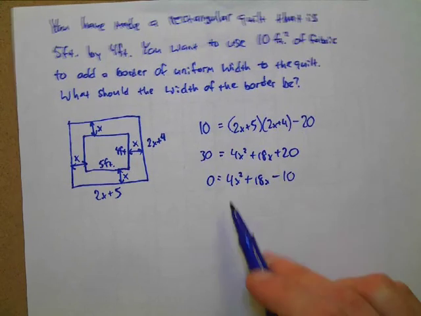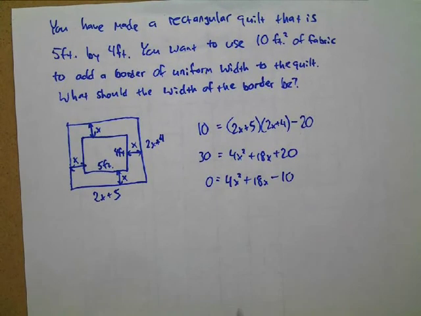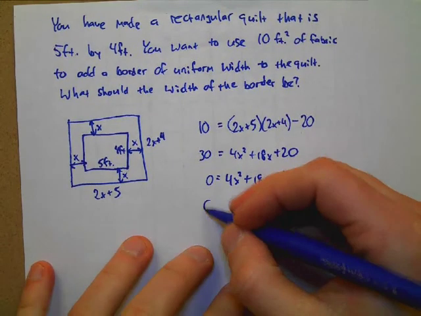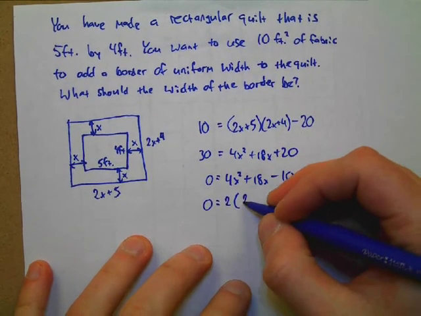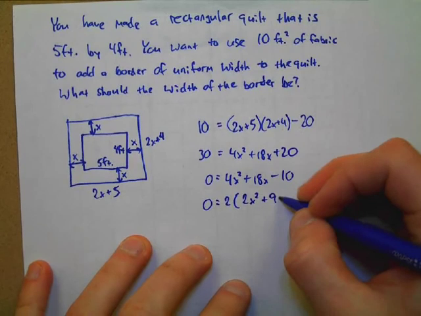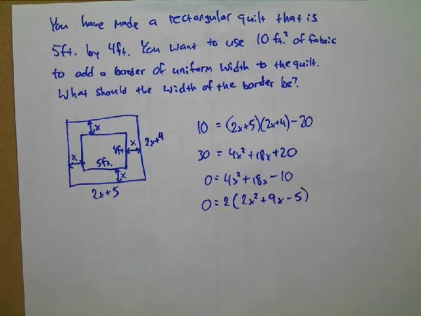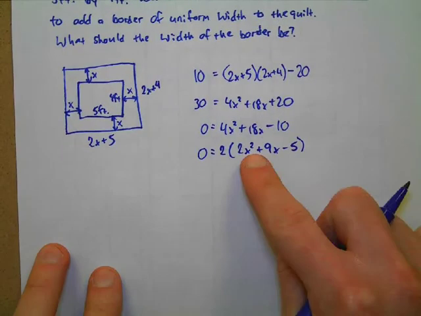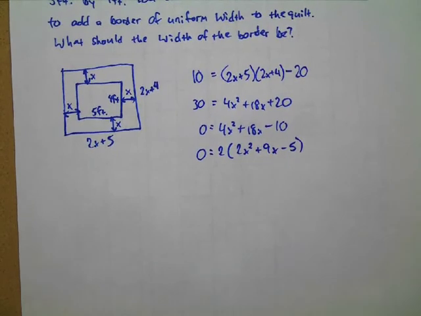2, right, okay? So if you were going to jump right into AC method here, whoa, put on the brakes. You got to pull out a 2 first, GCF, okay? Factor out a GCF. So we'll pull out a 2. That leaves us with 2x squared plus 9x minus 5. Now you can factor this using your preferred method, AC method or the guess and check.